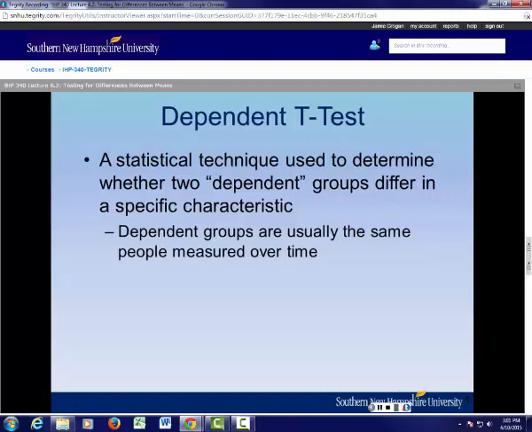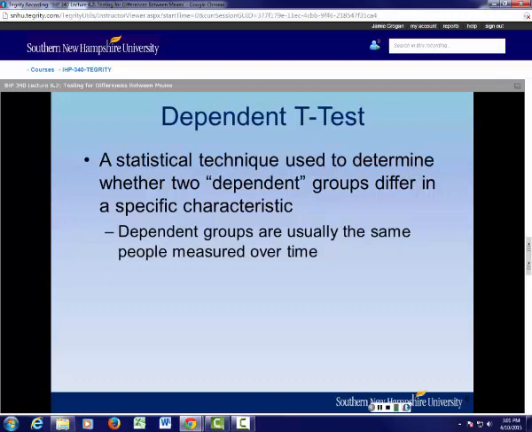And so you would use a dependent t-test to compare a group at baseline compared to where they are somewhere in the future, 6 weeks, 6 months. So if you're comparing two means of people who are the same people being measured and remeasured, then you would need to use a dependent t-test because the groups are related.